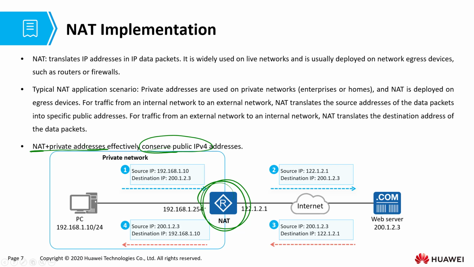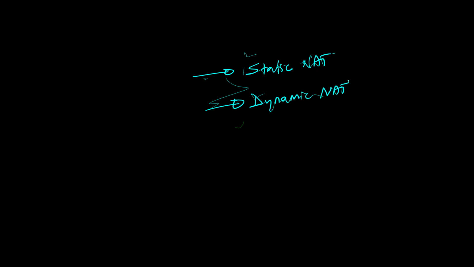There are 4 basic implementations of NAT that we shall be talking about. The first one is what we call static NAT. That's going to be the first implementation of NAT we are interested in. The second is what we call dynamic NAT. The third one is PAT, or port address translation, also called NAPT, network address port translation. And the fourth one is the one we call NAT server.